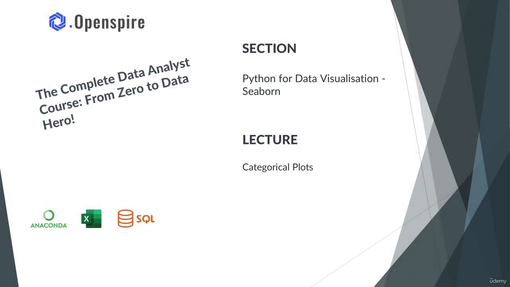Hey everyone, and welcome back to our section on Seaborn. In this one, we're going to explore some of the different categorical plot types that we have available. There are numerous different types of categorical plot that we could use, but in this lecture, we're going to focus on the main three, which are bar charts, count plots, and box plots.